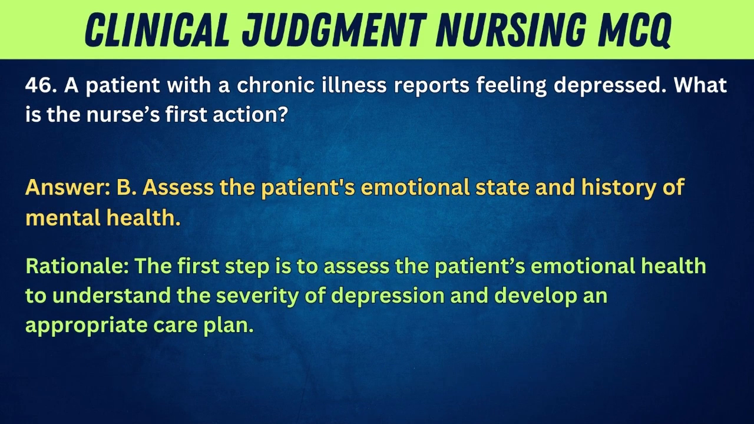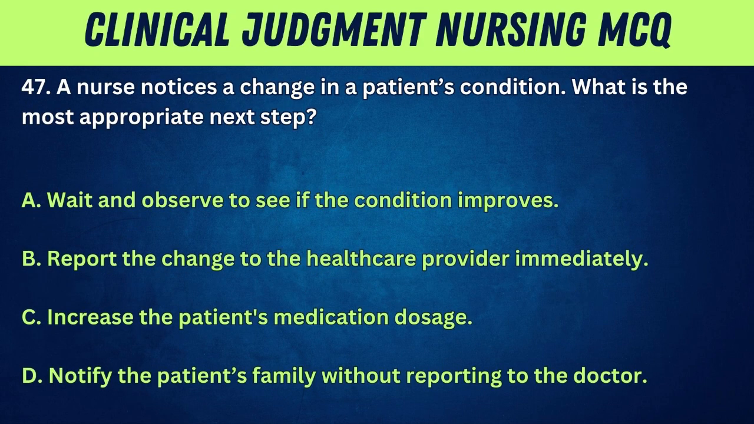Answer: B. Assess the patient's emotional state and history of mental health. Rationale: the first step is to assess the patient's emotional health to understand the severity of depression and develop an appropriate care plan. 47. A nurse notices a change in a patient's condition.